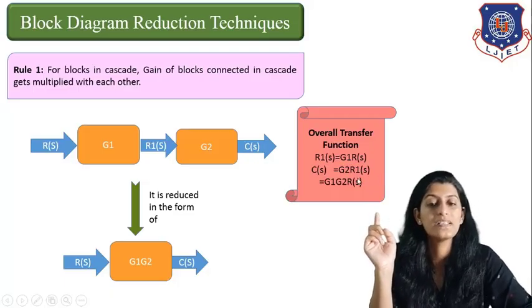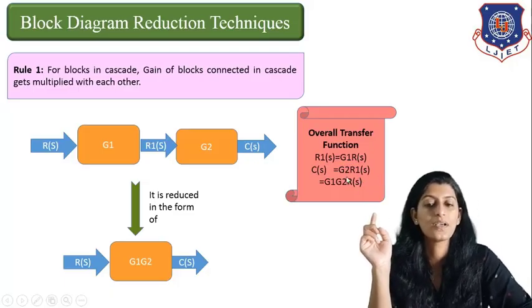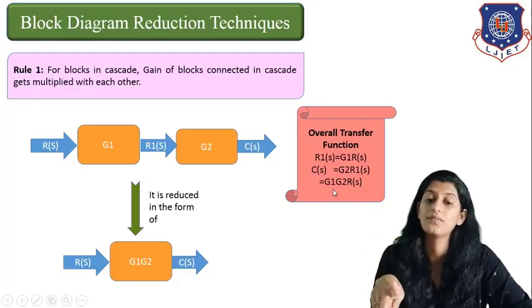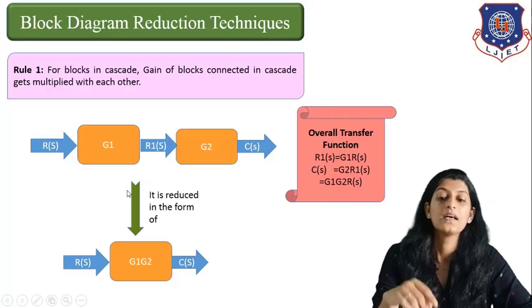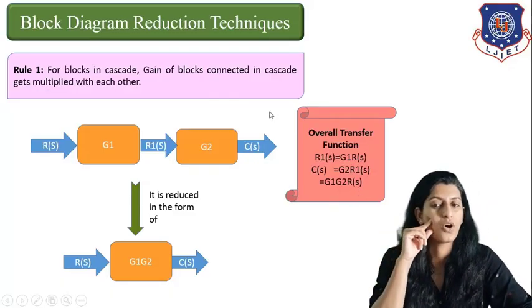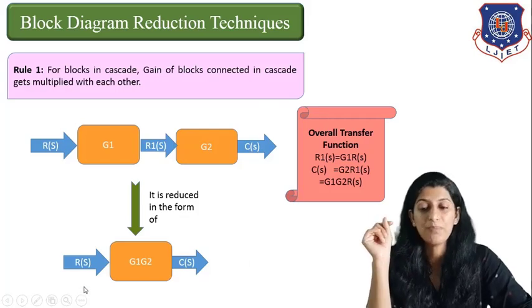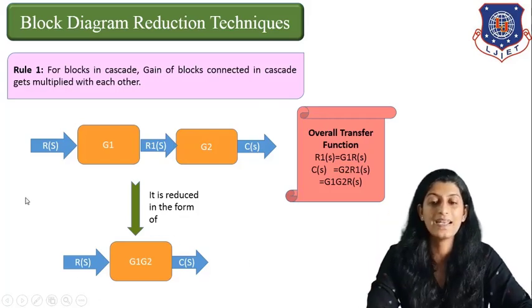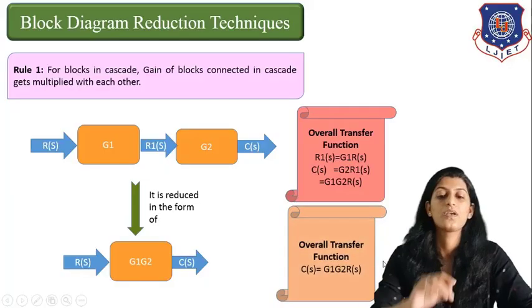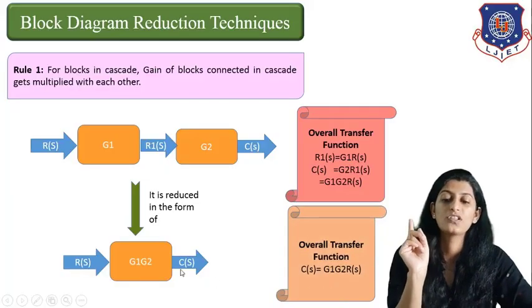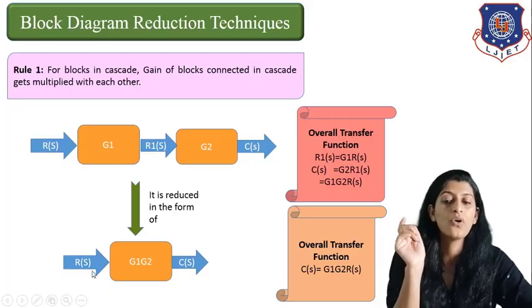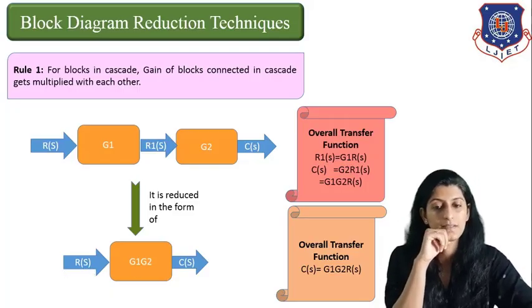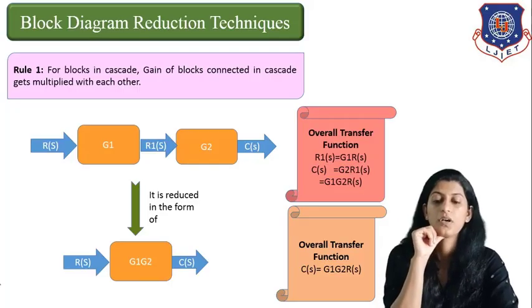What we will do is simply substitute the value here. So you will get the overall transfer function in the form G1, G2 and R of S. This is for the entire block diagram, and in simplified form we can directly write it as C of S equals G1 into G2 into R of S.